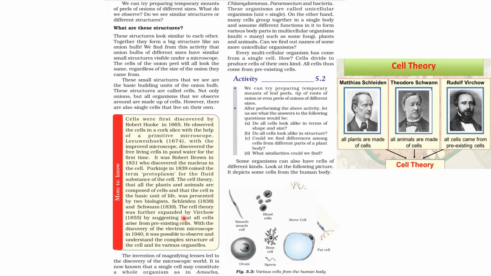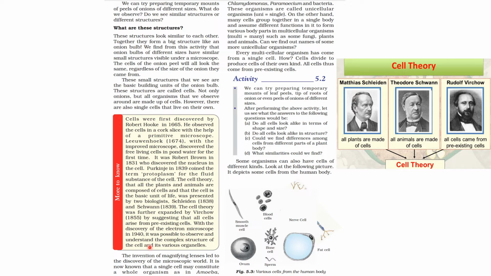Virchow suggested that all cells arise from pre-existing cells. For example, cells arise from a parent cell. Suppose we get damage on the skin, it will heal by itself. New cells will form over that by cell division. The parent cell matures and undergoes cell division, so that two cells are formed. This shows that cells arise from pre-existing cells.